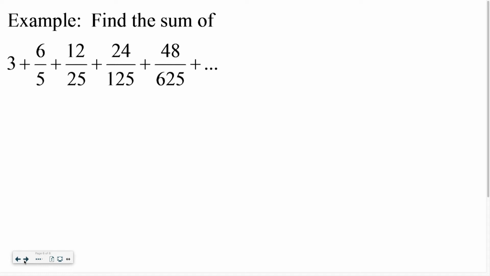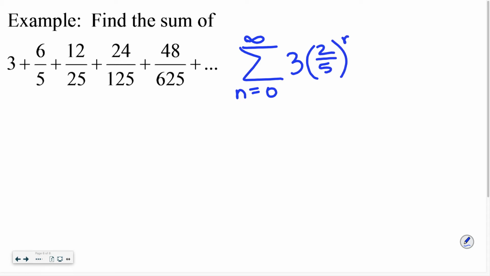What is happening from term to term to term? It's getting smaller. It's getting multiplied by 2/5. Okay, we are multiplying by 2/5. So we could say that this is the sum from n equals 0 to infinity of 3 times 2/5 to the n.